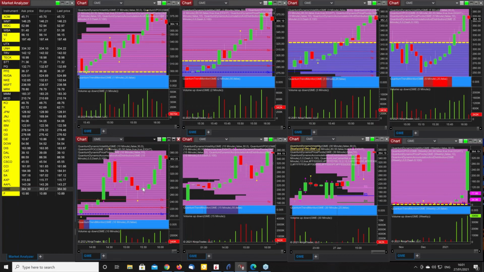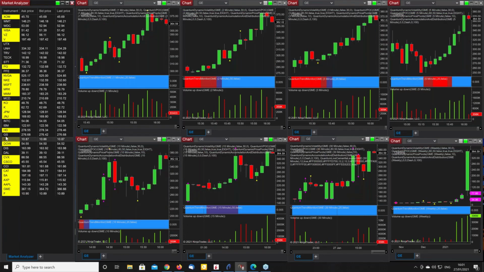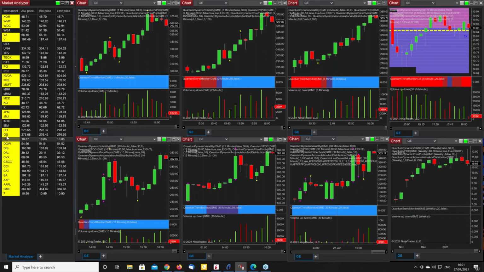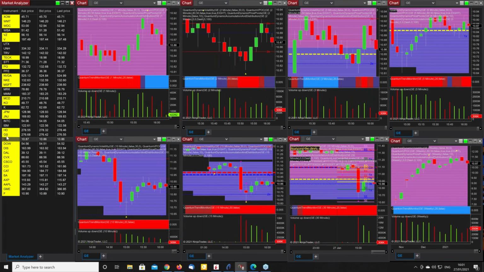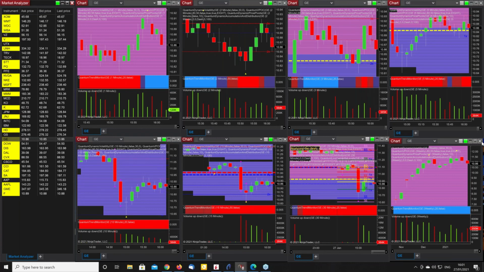Let's go back and have a look at GE, which is at the other end of the spectrum. Just to finish, just to see what happened with that. There we are, just sort of going sideways. Hasn't really done very much. Certainly nothing like the price action that you've just seen on the other stock. It's very labored, but then it's horses for courses.